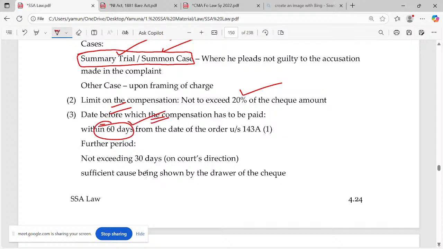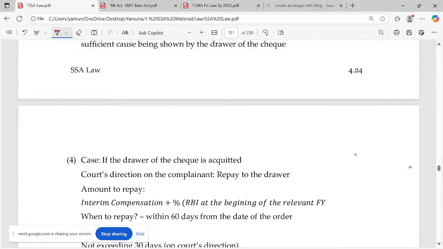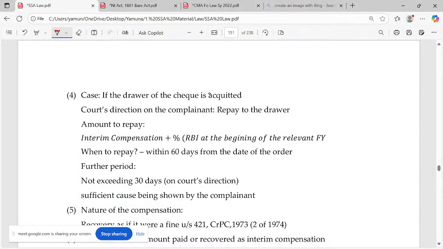In case they are asking for any extra period, court will have the discretion, which means court has the power. It can extend for another 30 days, only if needed, otherwise not. Okay. If the drawer of the check is acquitted, that is, if it is found that he has made a mistake, they will be paying this interim compensation. This may be expected in your exam. Along with the interim compensation, there may be a percentage amount paid. That percentage will be mentioned by the RBI at the beginning of the relevant financial year. Okay. When to pay it? Yes, within 30 days. In case court at its discretion extends, it can extend up to 30 days. So 60 plus 90 days.